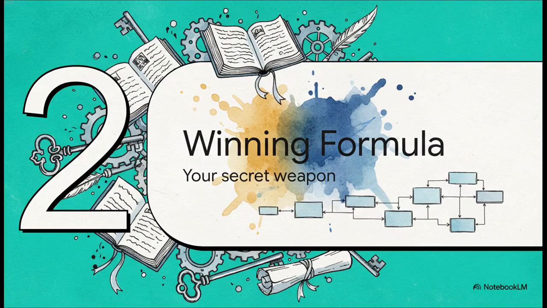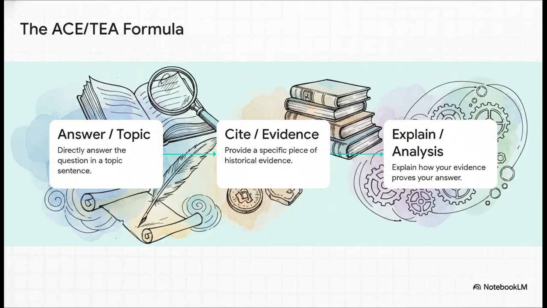Okay, now for the good stuff. The secret weapon. Believe it or not, there is one simple, powerful formula that you can use for every single part of every single SAQ. This is your key. You can call it ACE, answer, cite, explain, or some teachers call it TEA, topic sentence, evidence, analysis. It's the exact same thing. It's a 3-step dance. 1. Directly answer the question. 2. Cite a specific piece of historical evidence. And 3. Explain how that evidence proves your answer.